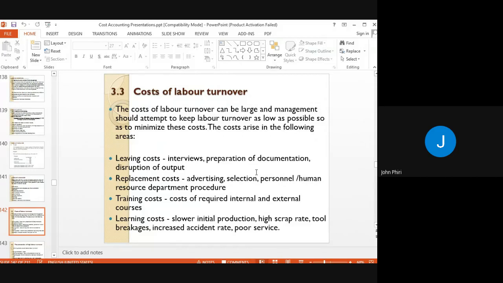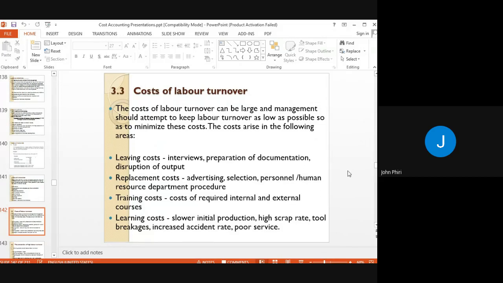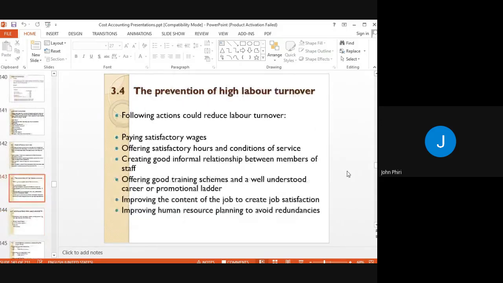The learning cost is that the employee is slow in the initial production. They have high wastage or scrap rates. A lot of materials can get spoiled because they're learning. They also cause breakages. They can increase the accidents and poor service which they're going to be rendering. All those are costs. So it's not easy to just say we'll replace you even if you leave. It's always going to have those problems.